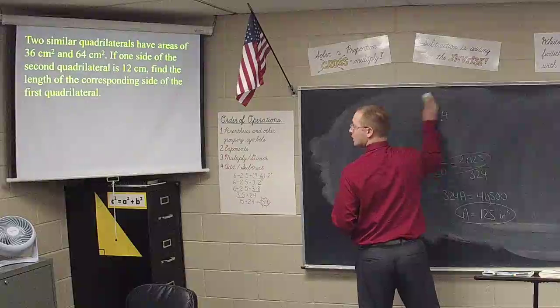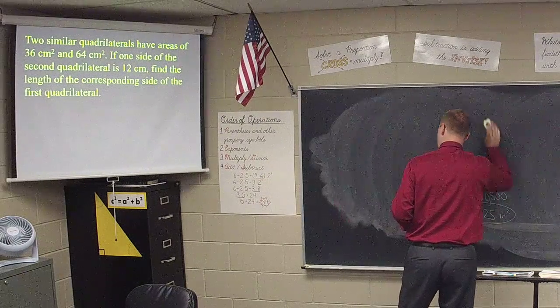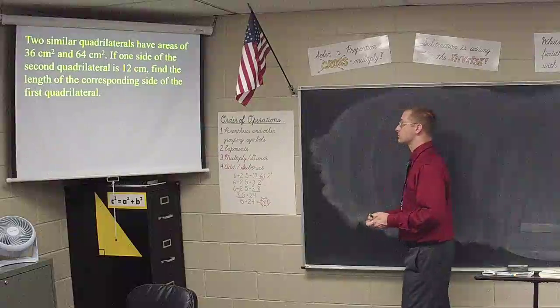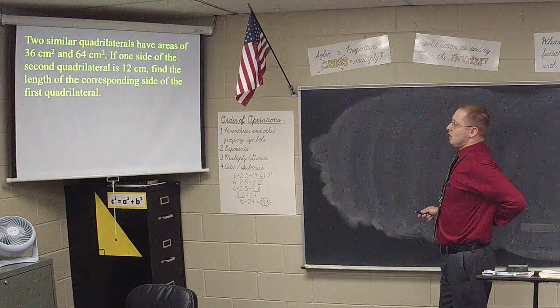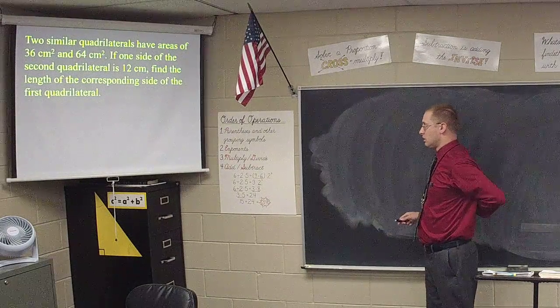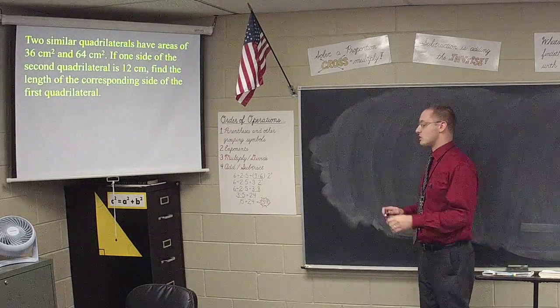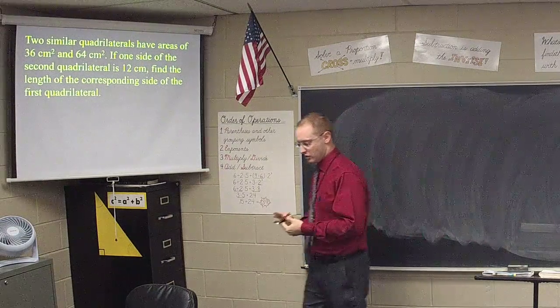Two similar quadrilaterals have areas of 36 centimeters squared and 64 centimeters squared. One side of the second quadrilateral is 12, and you just find the length of the corresponding side of the first quadrilateral. All right, at your seats. Solve, and then we'll work it out here in just a moment.